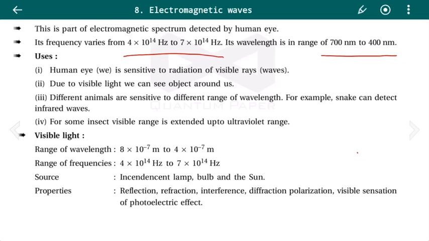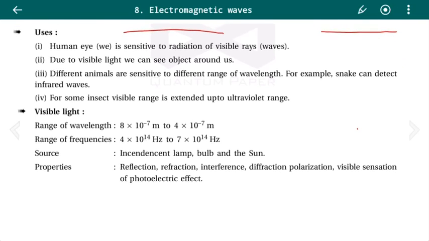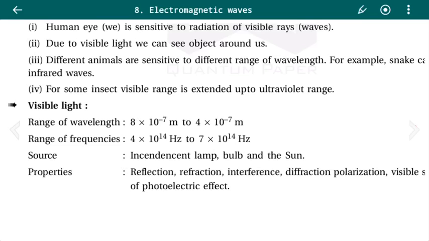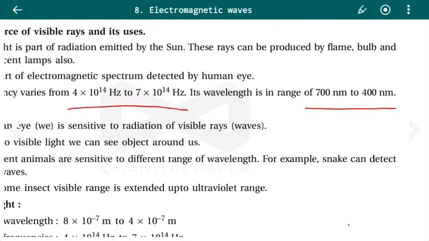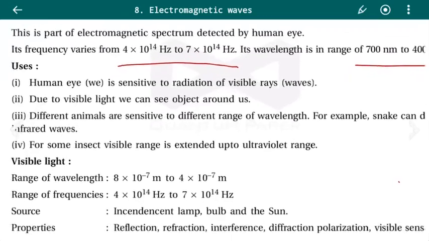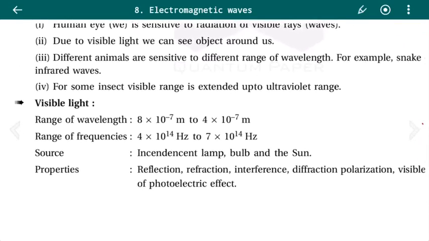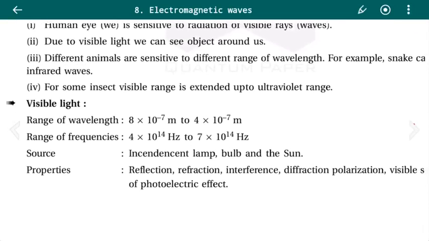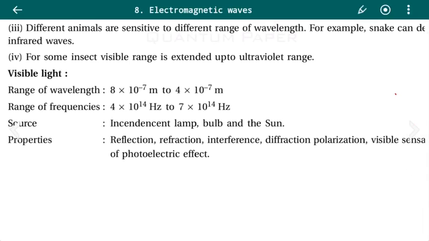So, in short, let us see the visible light. The range of the wavelength is 8 into 10 raised to minus 7 meter to 4 into 10 raised to minus 7 meter. Or you can write it as 700 nanometer to 400 nanometer. And the range of frequencies is 4 into 10 raised to 14 Hz to 7 into 10 raised to 14 Hz. Now the sources from where we can get the visible light are the lamp, bulb and the sun.